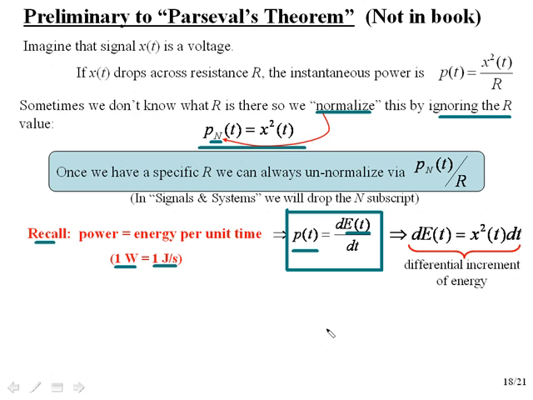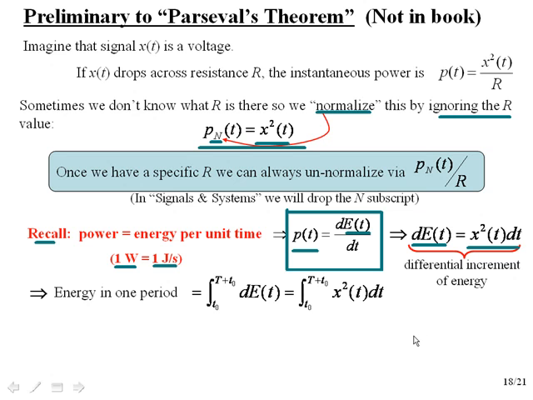So we now know that dE(t)/dt is equal to x squared of t. And if we swing the dt over onto the other side, we now have a differential increment of energy, dE(t). So we know that that differential changes by different amounts at different instants of time. And so that's just equal to x squared of t dt.